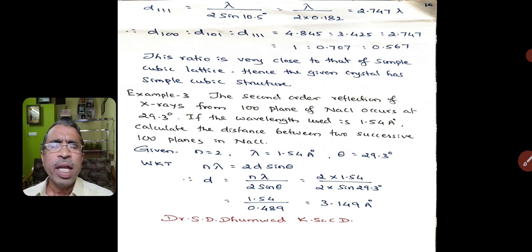So we know n lambda is equal to 2d sin theta. We want to calculate d. So d is equal to n lambda upon 2 sin theta. That is equal to, n is 2 and lambda is 1.54, divided by 2 into sine 29.3. If we simplify this, we get 3.149 angstrom. So this is the distance between two successive planes in the sodium chloride crystal.